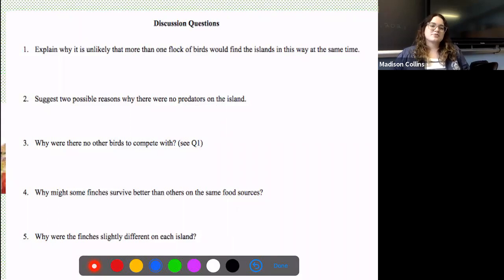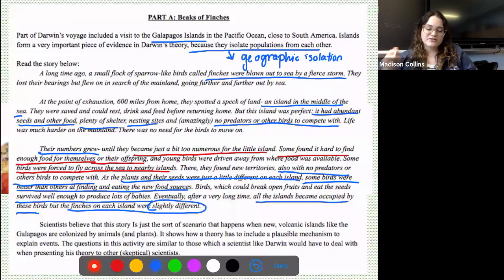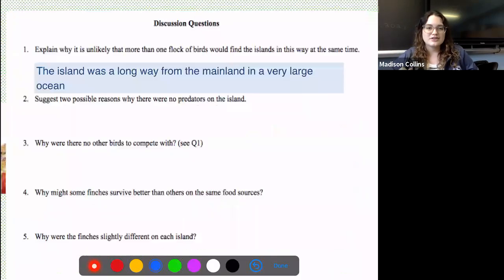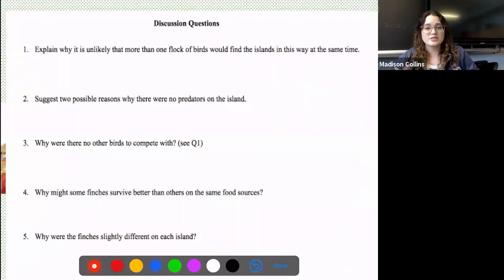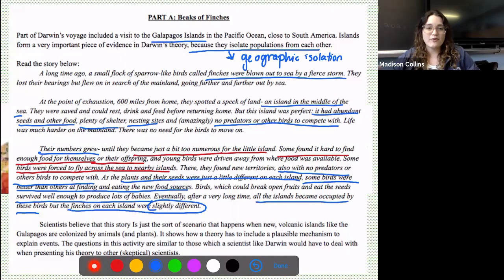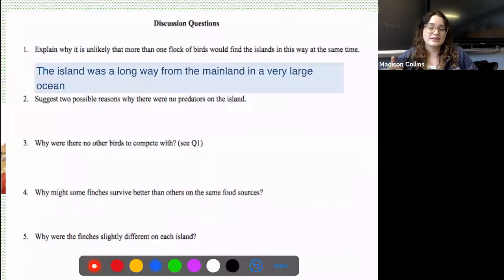So now, number one, explain why it's unlikely that more than one flock of birds would find the islands in this way at the same time. Well, remember, at the very beginning of this passage, we said that these finches were blown out to sea by a fierce storm. So the island was a long way from the mainland and a very large ocean. Many of these birds probably aren't going to find the island unless they're also blown off course by the same weather pattern. So they were blown way off course by this storm, and it's really just a matter of chance that they ended up where they did. So because it was so far away from the mainland, many other birds probably won't find this island on their own.